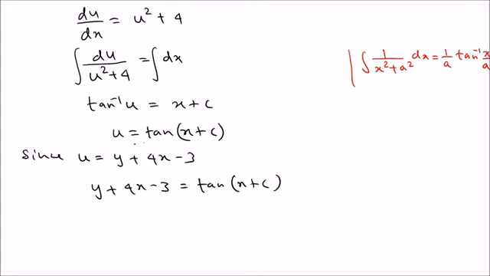So you can see it's very simple. So y equals, in the general solution, 3 minus 4x plus tan x plus c. So that's the general solution.